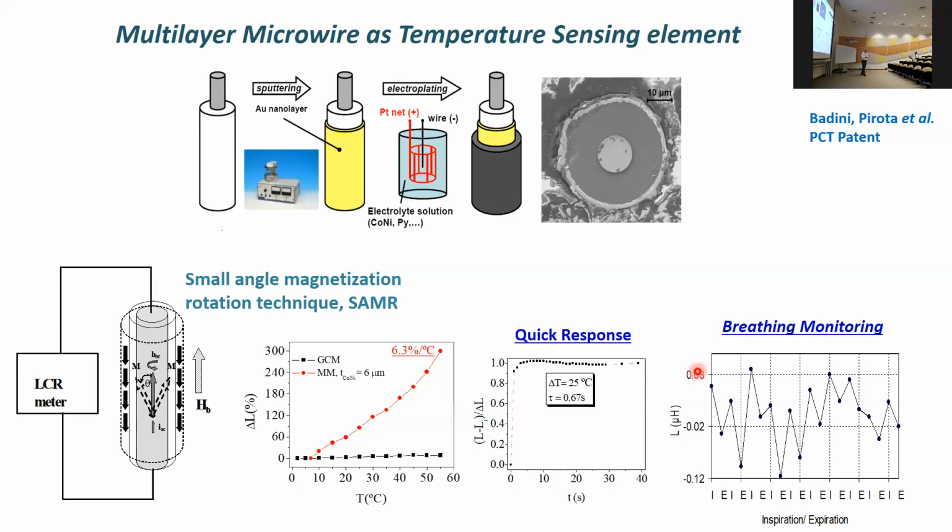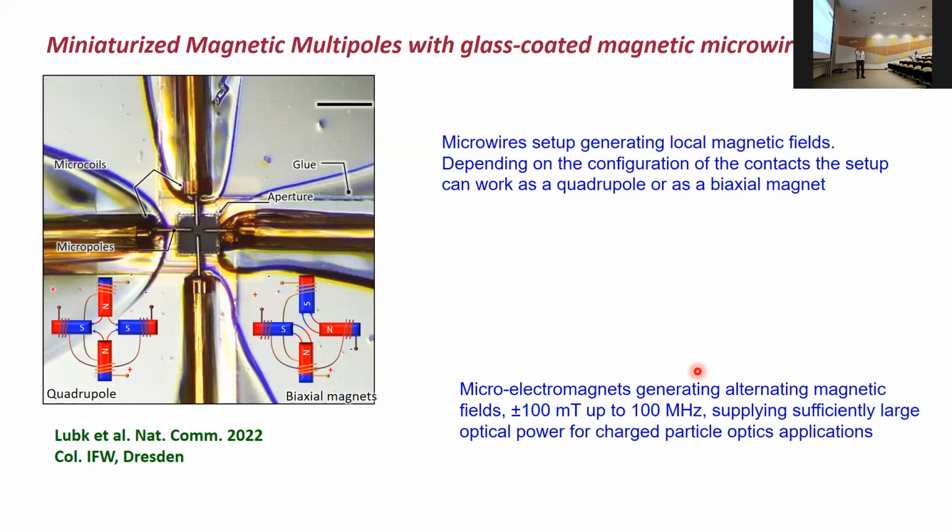Okay, so a very recent application in collaboration with a group in Dresden has been using four of these glass-coated microwires with high magnetostriction. Each microwire has a small coil, saturating the magnetization inside the microwire. So we have four different magnetic dipoles. And the idea is to have a large gradient or control the field in a very local position. Depending on how we make the connections in the coils, we are defining the direction of the magnetization in each microwire. So it is possible to get a quadrupole configuration or a biaxial configuration for these magnets.